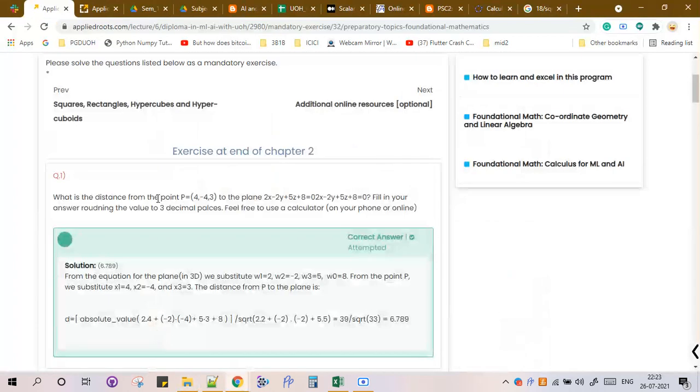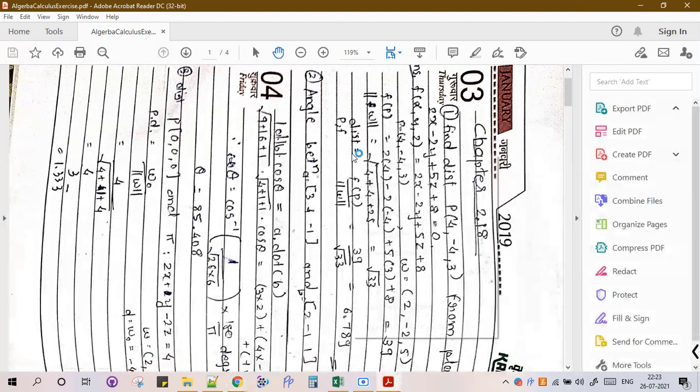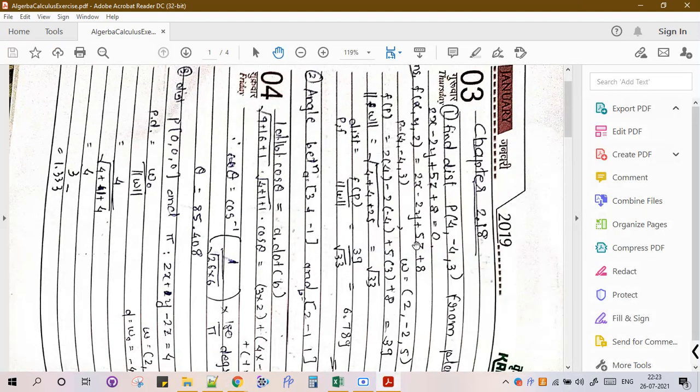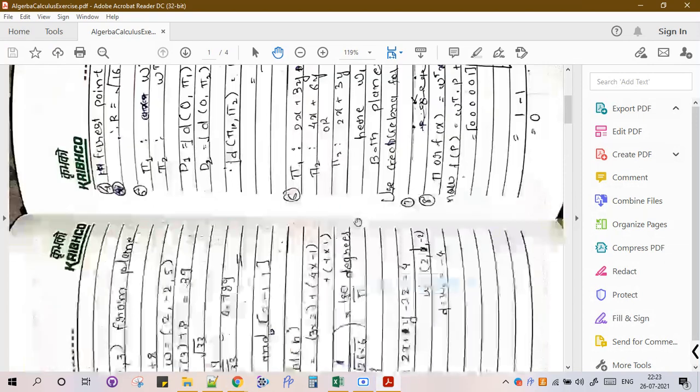Okay, so let's read the question first. What is the distance from the point P to the plane 2x minus 2y plus 5z equal to 0? They have written this equation twice, nothing to worry. Fill in your answer to 3 decimal places. Feel free to use a calculator on your phone or online. This won't be the case in the exam. Okay, let me remove rotate clockwise. It would be a mess.